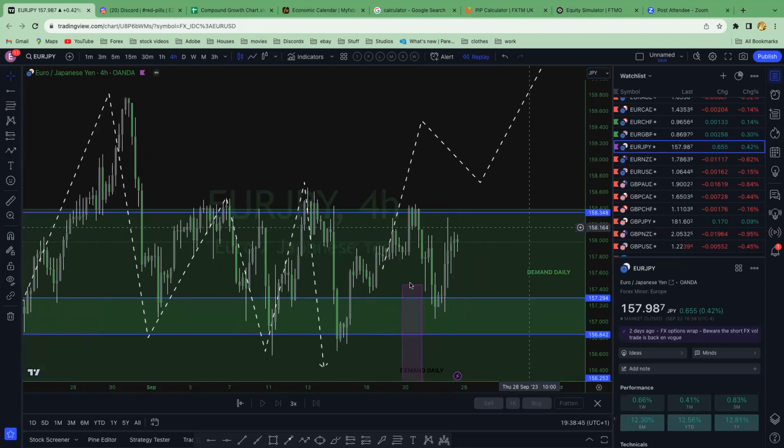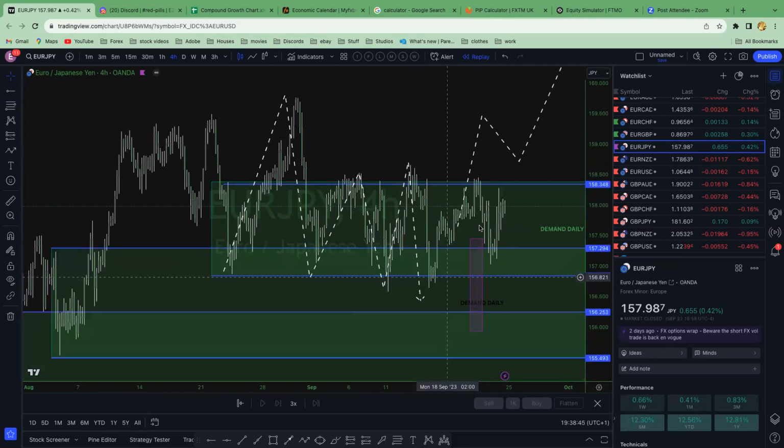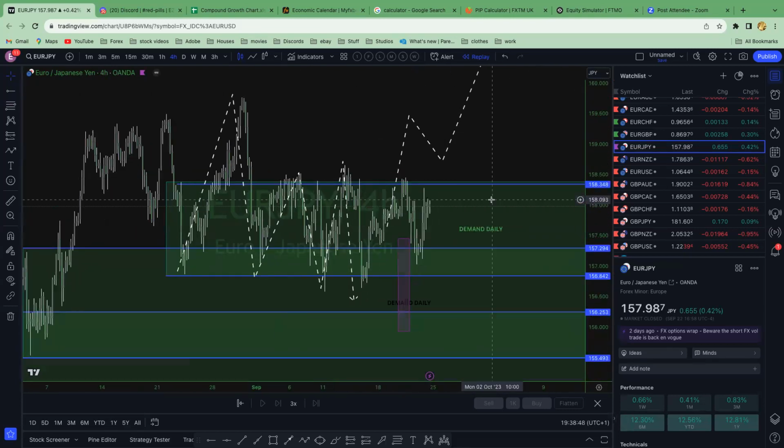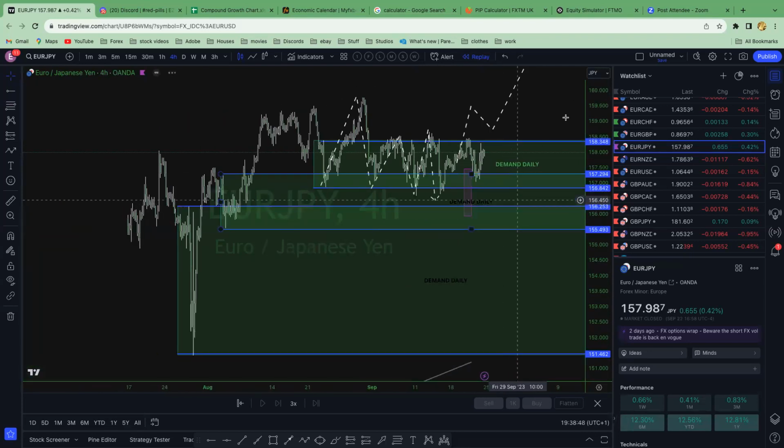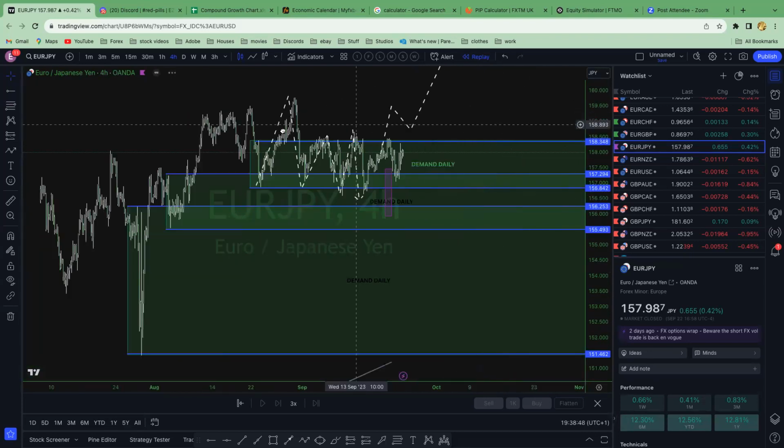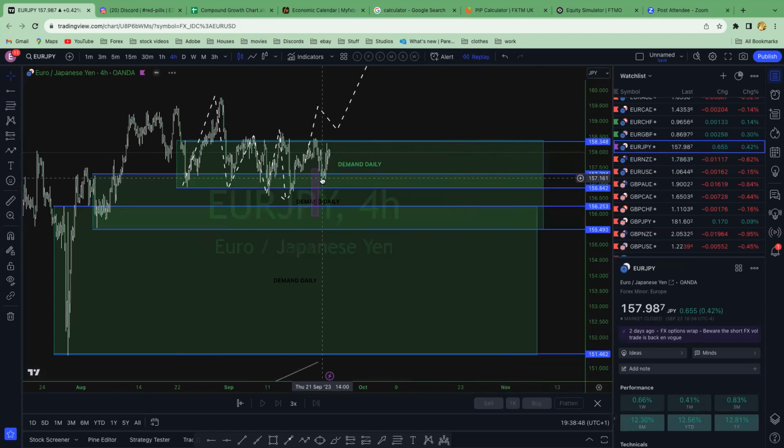So right now it's bounced off the daily demand. I've already drawn this up from last week. You can see how price respects these areas. No nonsense, people. Drew this all up from last week. Price action came back to this area and gave you at least a 119 pip buy.